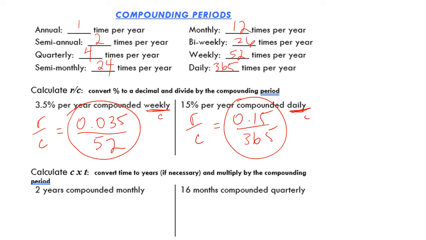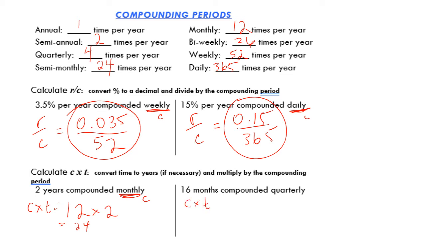Down below, we're going to calculate C times T. And don't forget, time always has to be in years. So 2 years, compounded monthly, C times T. Monthly is your C value, so 12 times 2, 24.